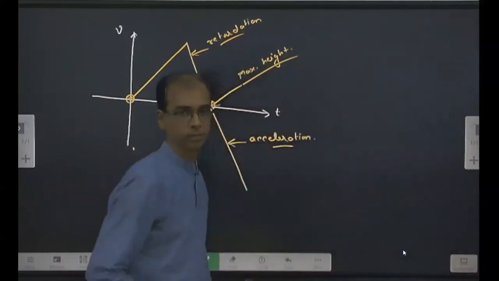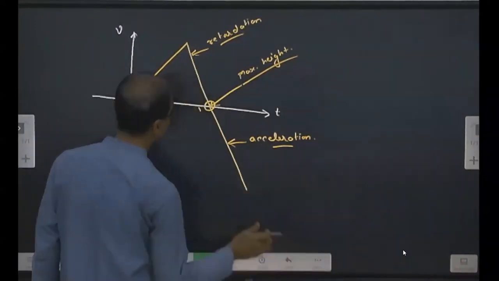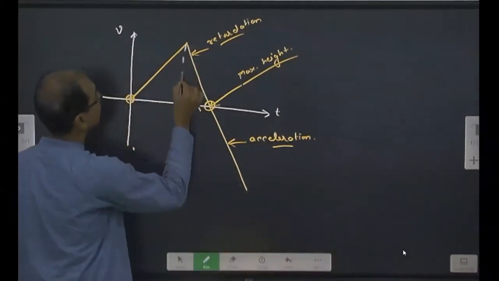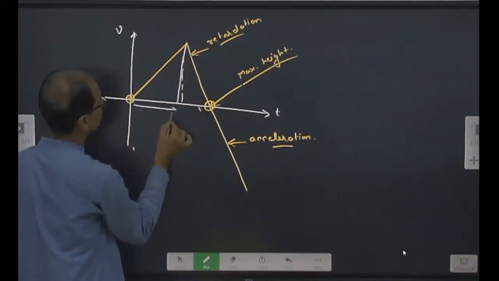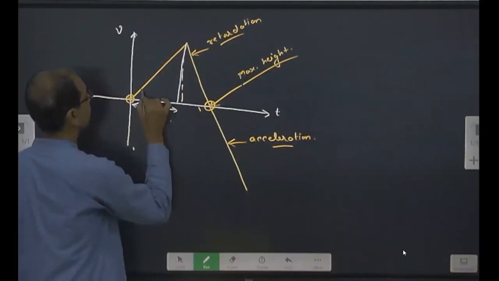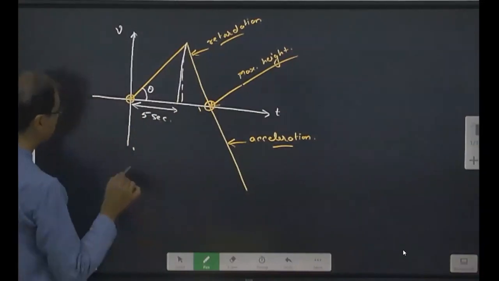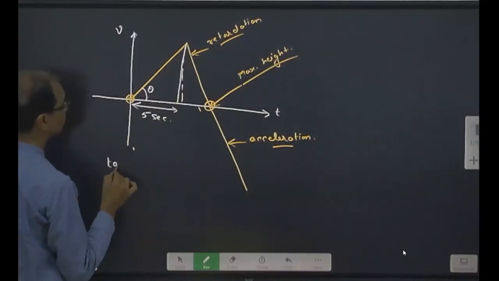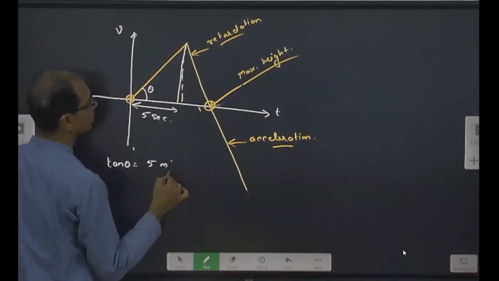Now, let's solve. Let's put certain values which are given to us. It is given that this time here is 5 seconds. Let's say this angle is theta. The tan theta value is also given to us. What is the tan theta value? The acceleration value. How much is it? 5 meters per second square.